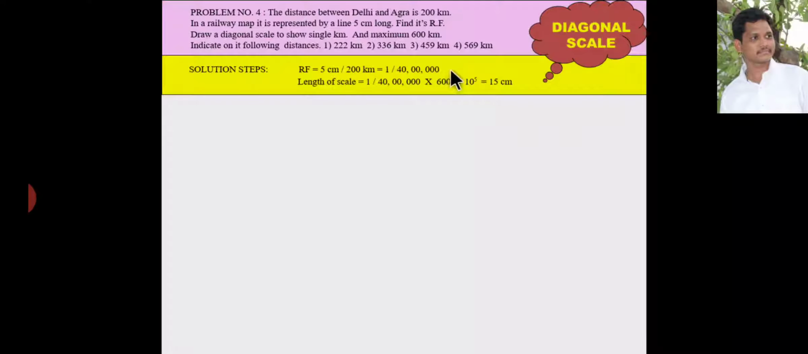Therefore, the length of the scale equals RF into the maximum length to be measured. Here the maximum length to be measured is 600 kilometers. Therefore, RF into 600 kilometers, where 10 power 5 means 1 kilometer converted into centimeters, that is 1 lakh centimeters. Therefore, the length of the scale equals 15 centimeters.